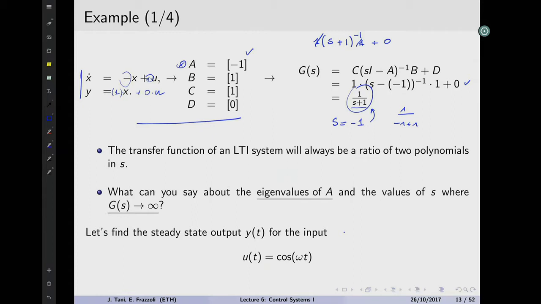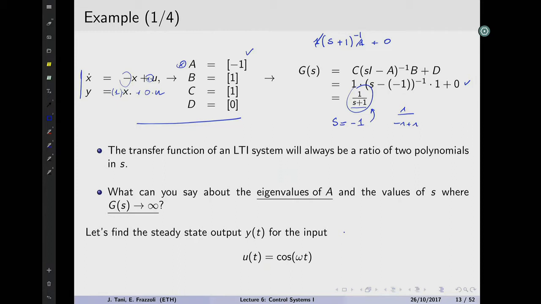Now, first, we're doing steady state, right? So let's not forget the assumptions we're making. You get a steady state if the system is asymptotically stable, right? Otherwise, it's going to blow up. There's no steady state. So is the system asymptotically stable here? Well, let's look.